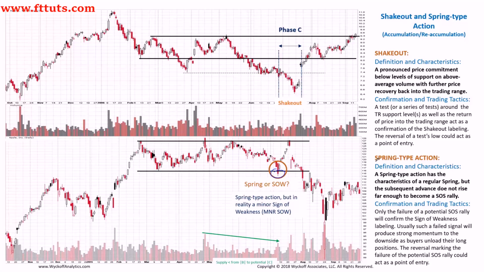But to be more accurate, let's just define it as a spring type action, just because we know what has happened next. The price went up and then went down. So we're seeing that this is not an accumulation or reaccumulation, and that this is a distribution. And once everything unfolded, we know that this type of action before phase C is going to be a sign of weakness in phase B. So we would just look at this and call it a spring type action, which is actually a sign of weakness.